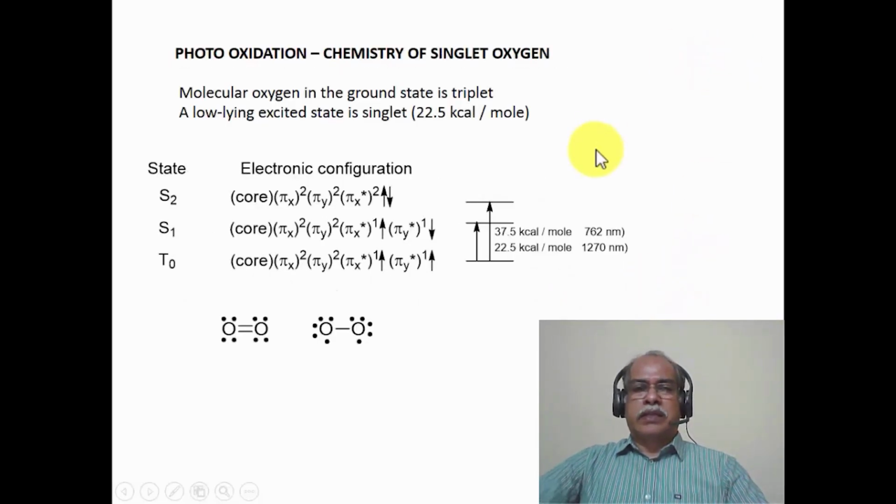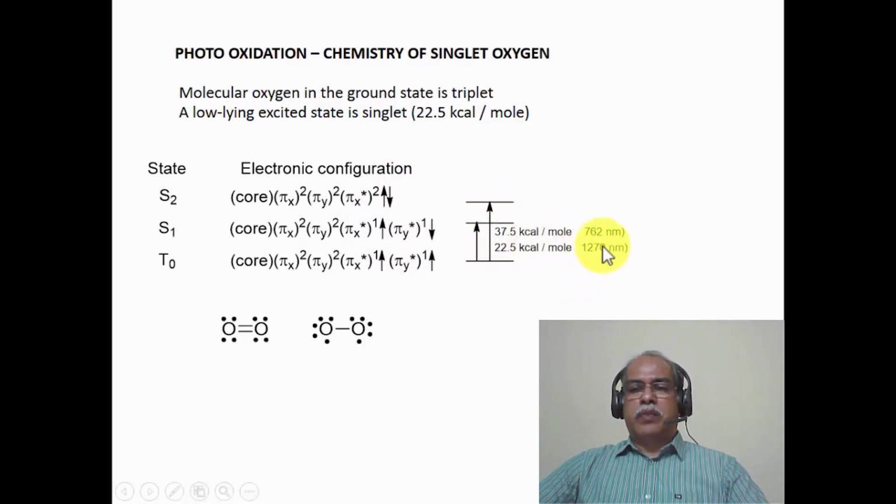Now let us move on to photooxidation, in other words the chemistry of singlet oxygen. The chemistry of singlet oxygen is characterized by the fact that triplet oxygen is the ground state electronic configuration of normal oxygen. For example, atmospheric oxygen is actually a triplet state molecule. This is the electronic configuration of the triplet ground state, T0, of normal oxygen. The nearest excited state is a singlet state, about 22.5 kilocalories above the ground state. And there is one more accessible singlet state, which is about 37 kilocalories per mole.